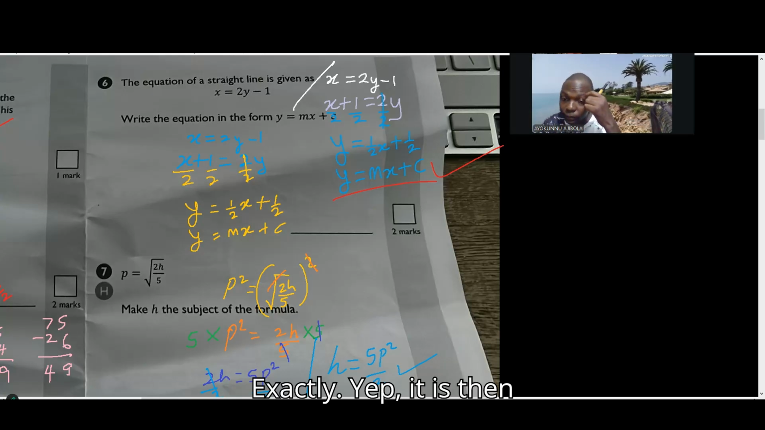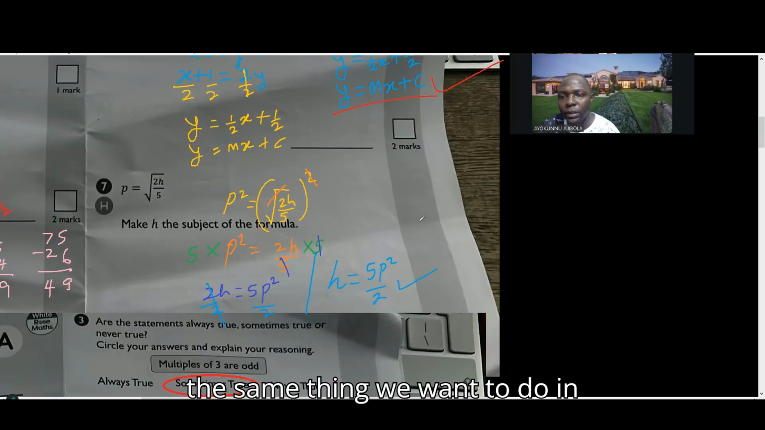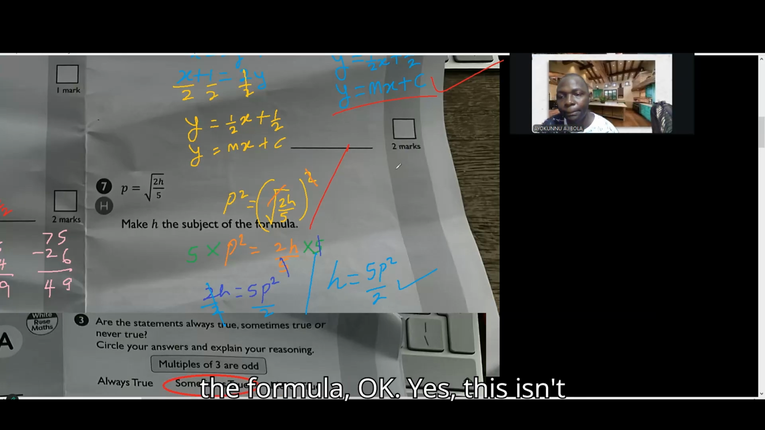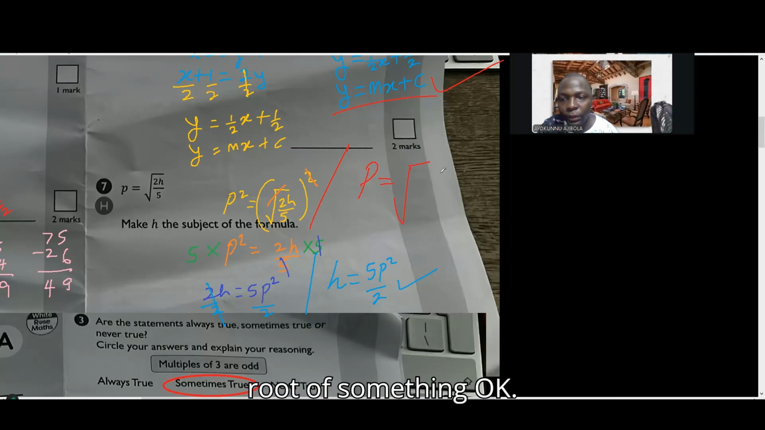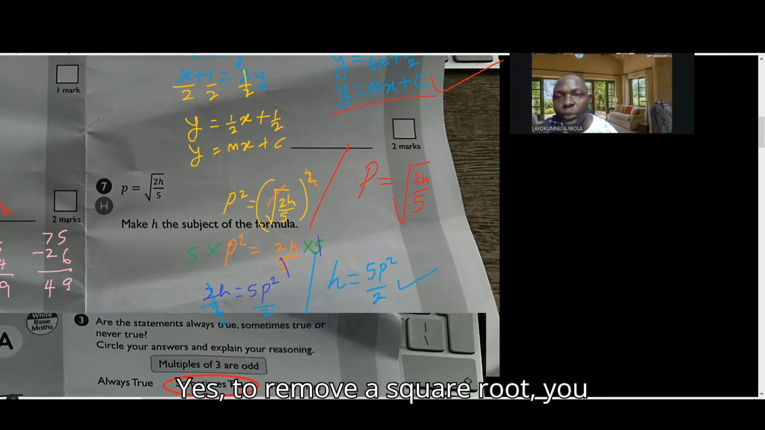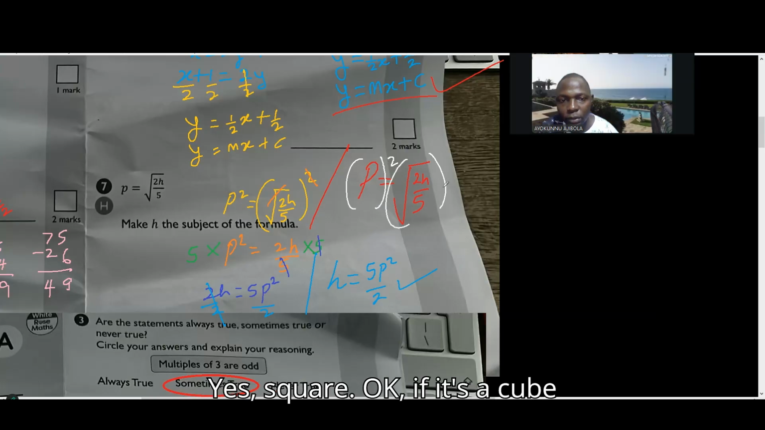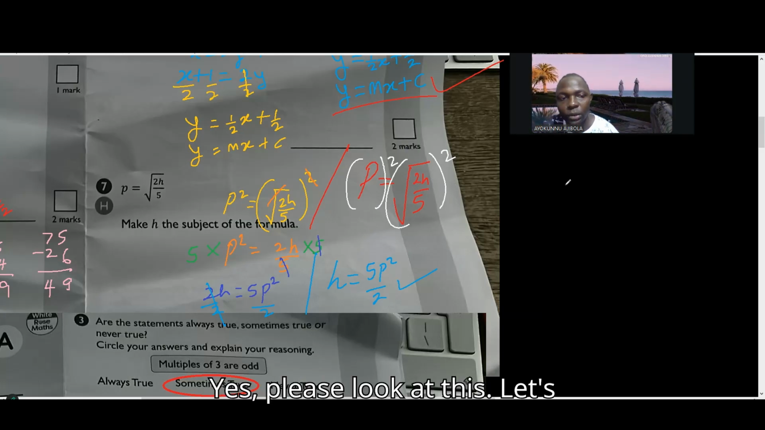Is that clear? Yep, it is. Number seven says the same thing; we want to do, in number seven, just literally changing the subject of the formula. Let's assume this is the formula P equals square root of something. To remove a square root, you must use square. If it's a cube root, you use cube, power 3.